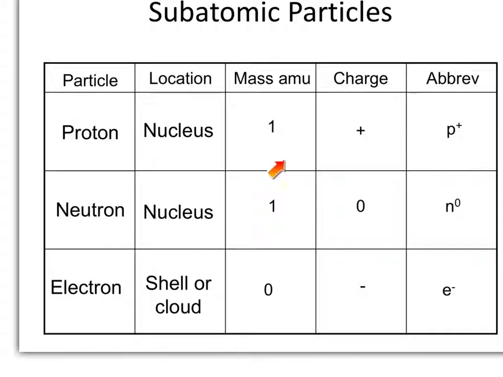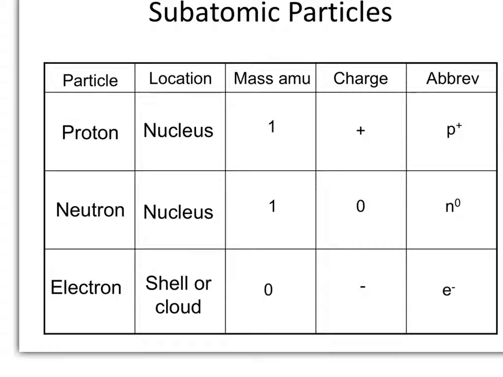Now, when we look at the electric charge, a proton has a positive electric charge. So that's where you see the plus there, and that leads us to the abbreviation of a proton. Whenever you write a proton, the best way to write it is a little p with a plus to denote that it has a positive electric charge.